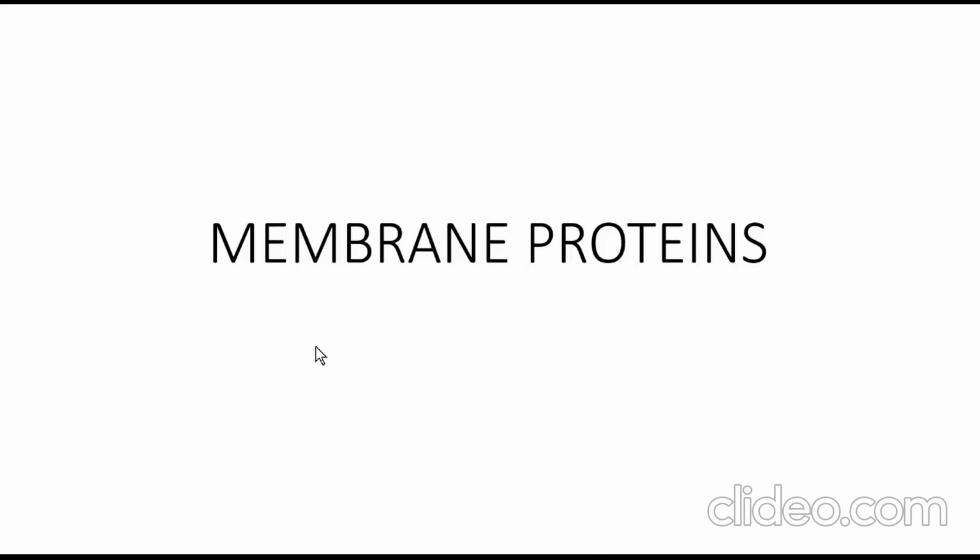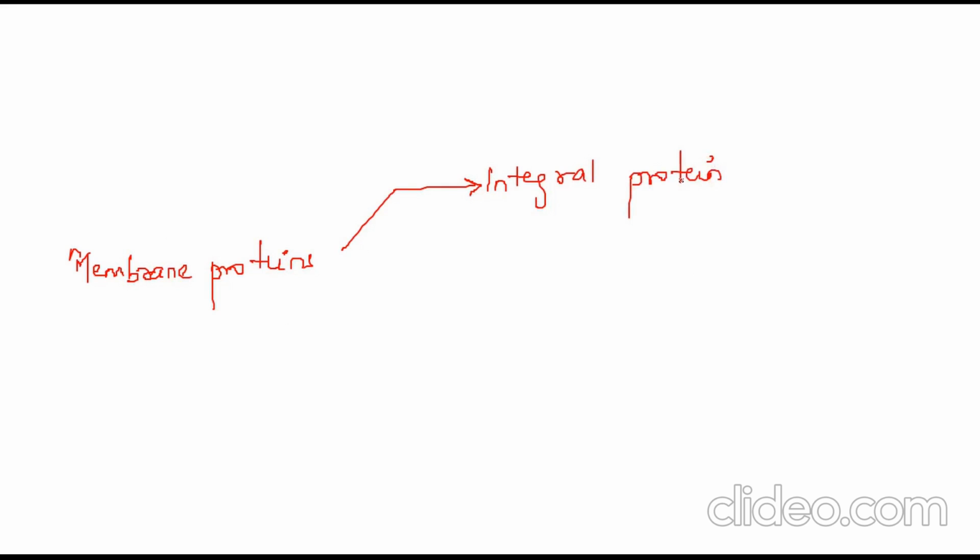So today we will discuss membrane proteins. These membrane proteins play a very important role in the plasma membrane. They are distinguished into two types based on their arrangement. What are they? Number one is integral protein, and number two is peripheral protein.